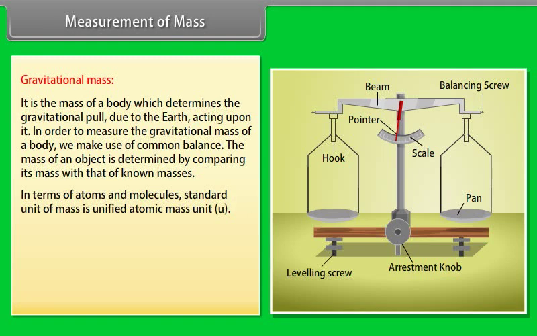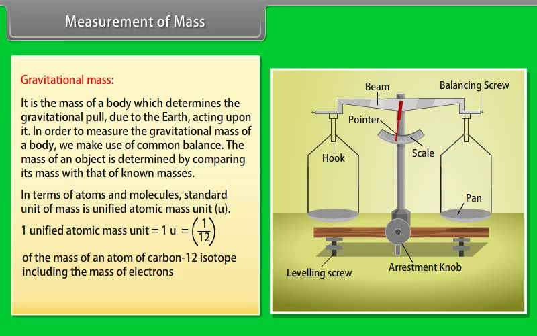In terms of atoms and molecules, the standard unit of mass is Unified Atomic Mass Unit, that is u. 1 unified atomic mass unit, 1 u, is equal to 1 upon 12 of the mass of an atom of carbon-12 isotope including the mass of electrons, which is equal to 1.66 into 10 raised to the power minus 27 kg.